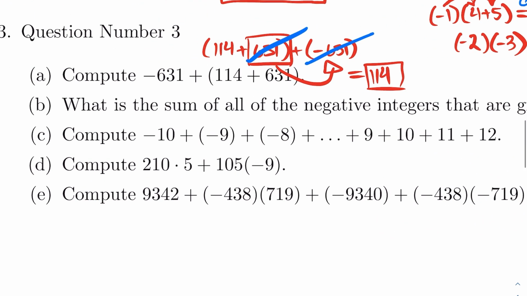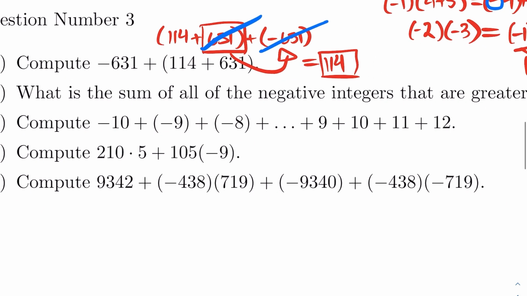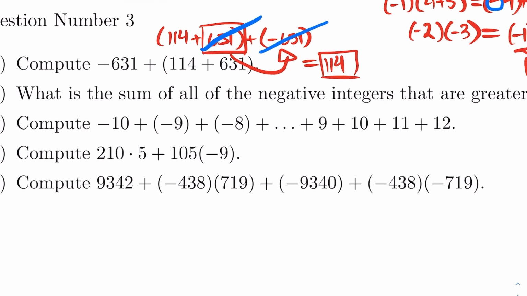So, question number 3C. Compute negative 10 plus negative 9 plus negative 8 plus dot, dot, dot, meaning our ellipsis, meaning that this pattern continues on to positive 9, positive 10, positive 11, and positive 12. Well, something that we can immediately notice here is that we're going to have the opposites of all of these numbers, of negative 9, of negative 8, of negative 7, with 7, 8, 9, and 10.